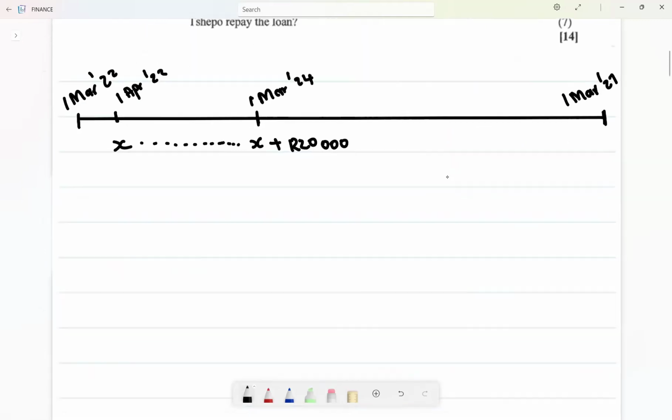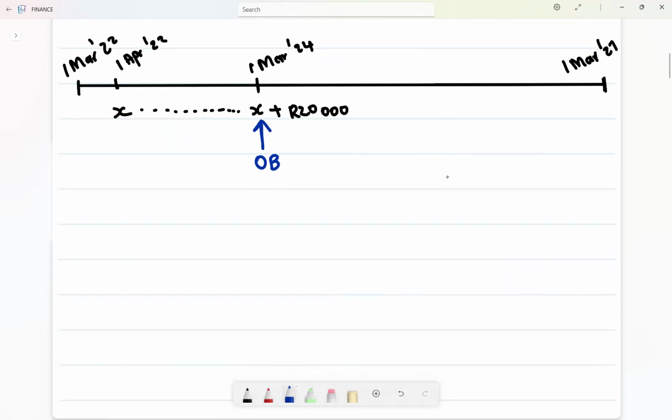Okay, so now what we need to do is calculate the outstanding balance at this point. Remember, the outstanding balance is the money that you still need to pay after making these payments here. So we need to calculate the outstanding balance on the 1st of March 2024. And on that outstanding balance, we need to subtract 20,000, because this 20,000 is not a monthly payment. It is an additional payment, so it makes it easier for you to pay the loan faster.